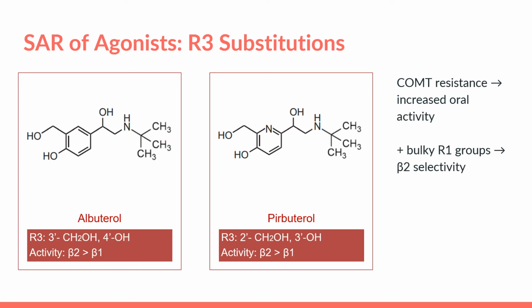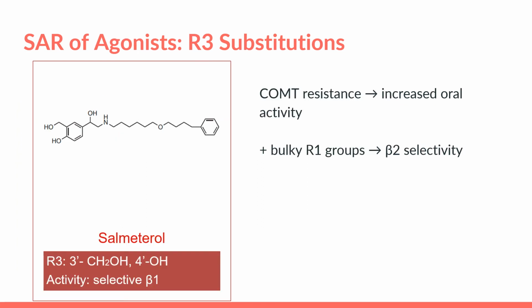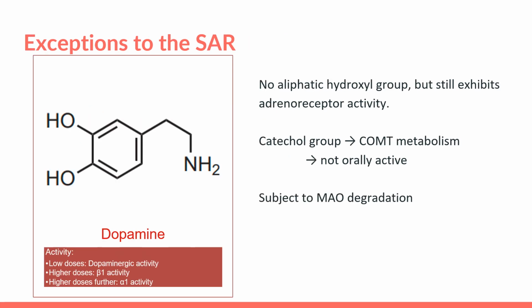Other examples of orally active molecules include albuterol and pirbuterol because of their COMT resistance since they do not have a catechol group. In addition, with their bulky R1 groups, we can also infer that they are beta-2 selective agonists. Finally, the same can be said for salmeterol. It is not a COMT substrate because it does not have a catechol moiety, and we can infer that it is selective to beta-2 receptors because of its large, bulky R1 group.